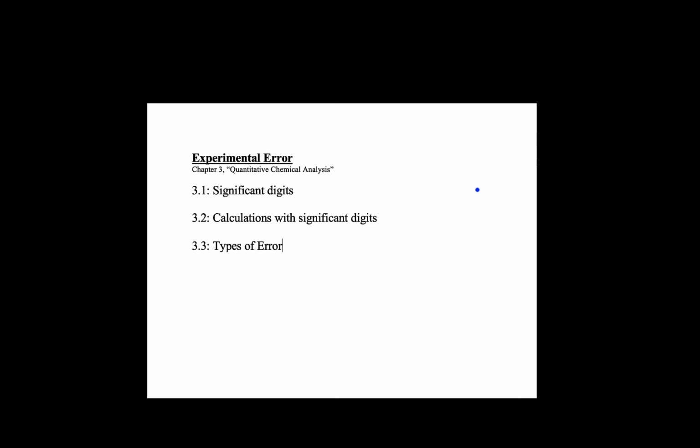We're starting with Chapter 3 of Quantitative Chemical Analysis to give us some tools for dealing with experimental error. Chapter 3 contains several different topics. Section 3.1 is a review of significant digits, and I am going to skip over that here because I've already done a video in the review section for significant digits with some examples on how to do calculations. So I'm going to let you work on that part separately.